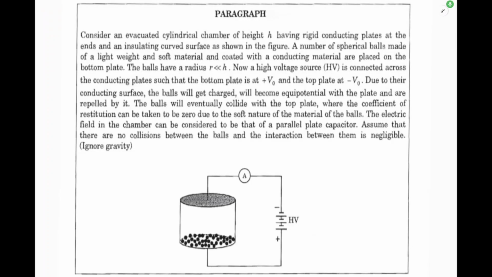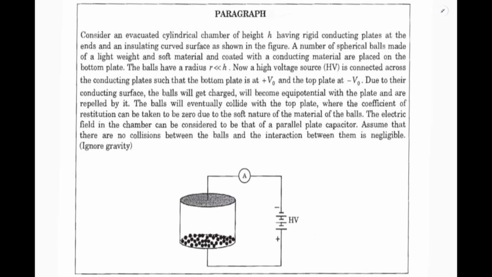Hello everybody, we are dealing with a very interesting problem, a paragraph from 2016 JEE Advanced. So let's get started with the problem. The problem states: consider an evacuated cylindrical chamber of height h having rigid conducting plates at the ends and an insulating curved surface as shown in the figure.